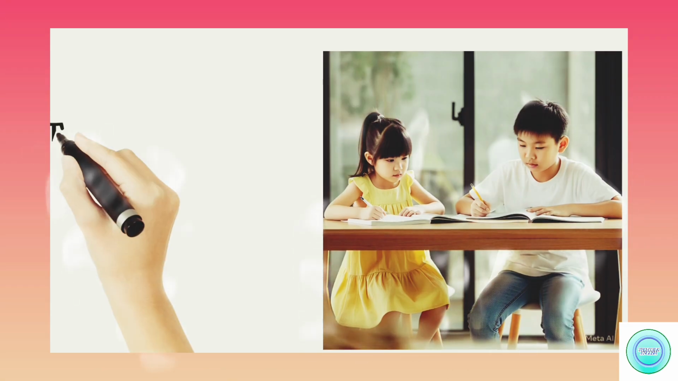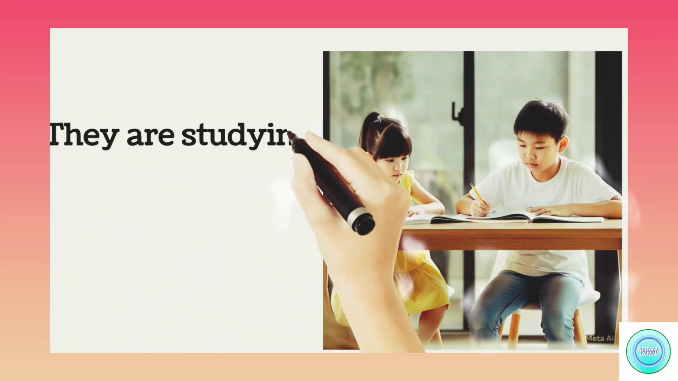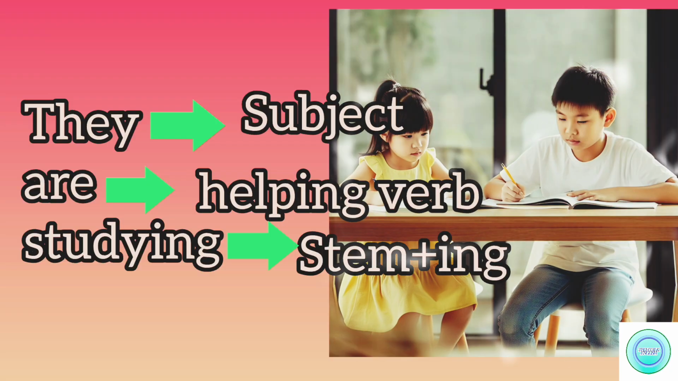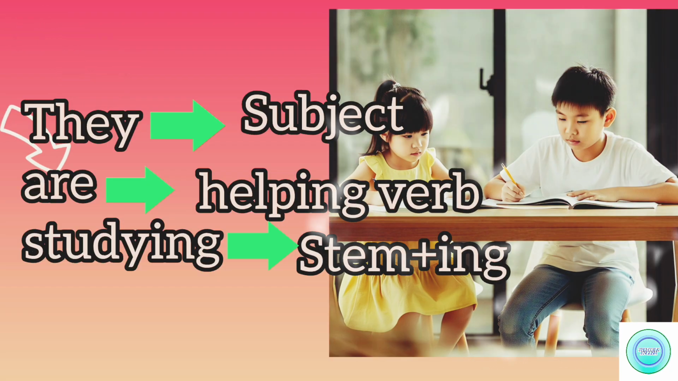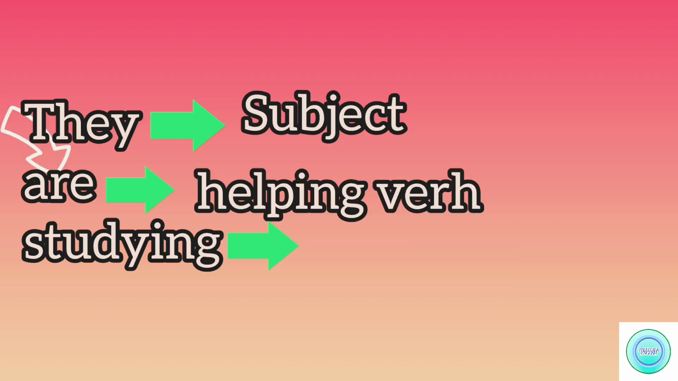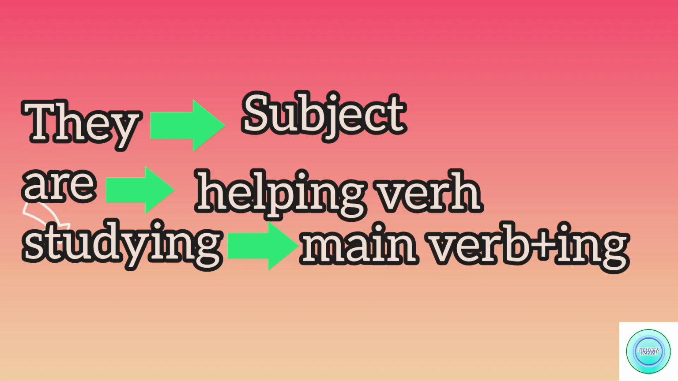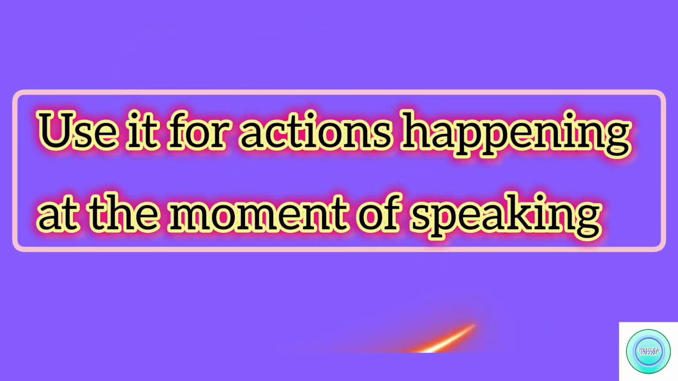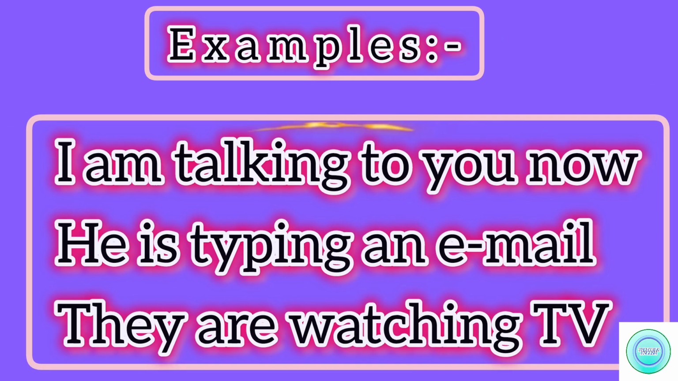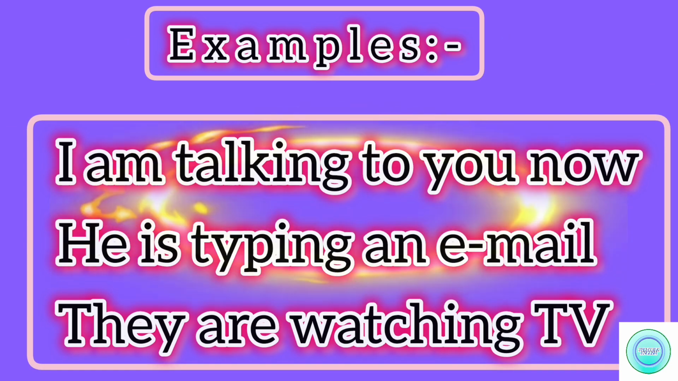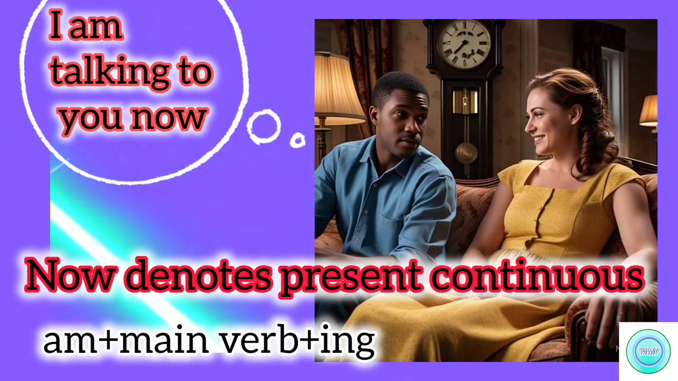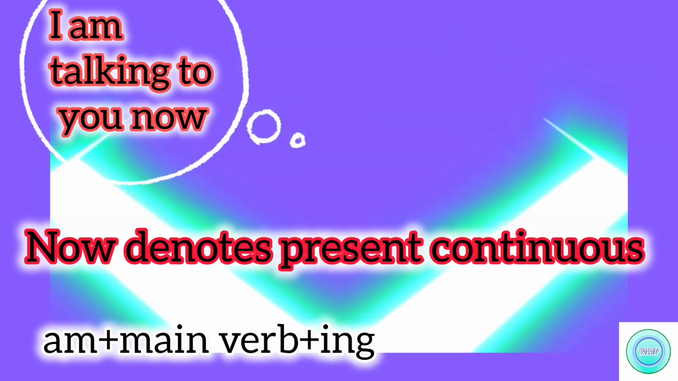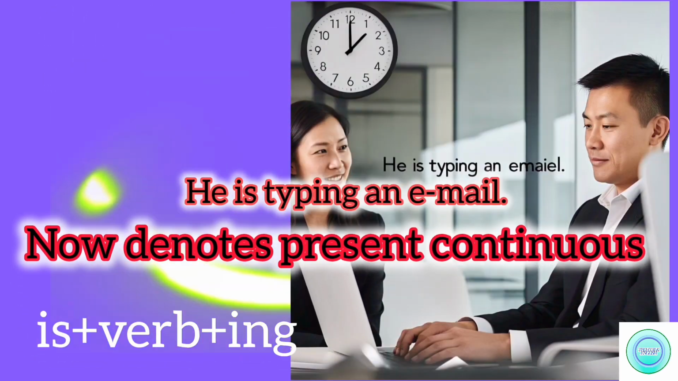Now look at the sentence. They are studying. Here the subject is they, the helping verb is are, and the stem verb is study. So the main verb plus ing. Present continuous tense is used for the actions happening at the moment of speaking. I am talking to you now. Here now denotes present continuous.